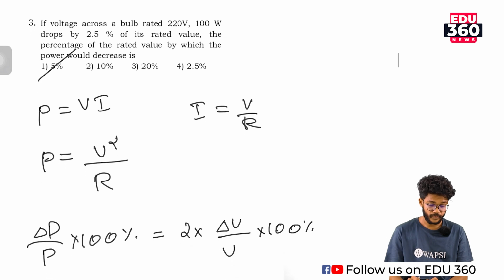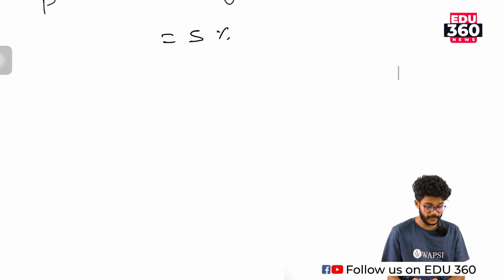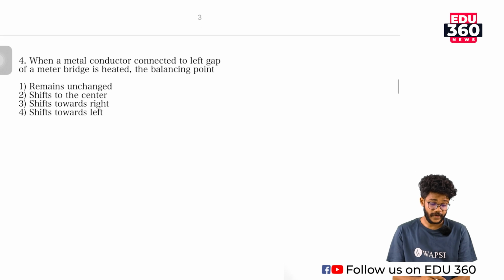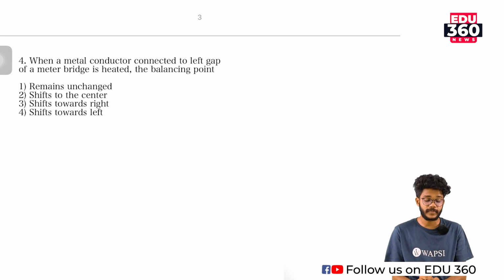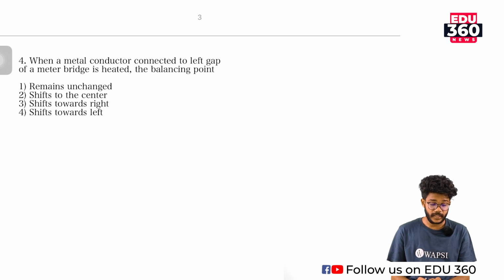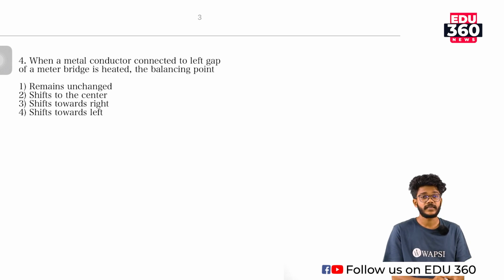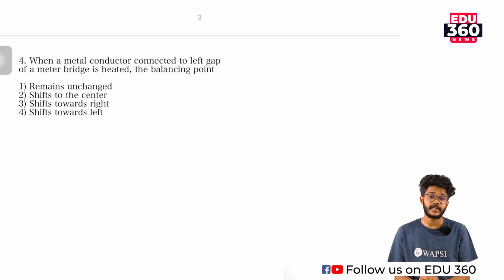Okay, so we can move to the fourth question. When a metal conductor is connected to the left gap of a meter bridge, the balancing point, when it is heated by applying an external instrument, and heat is given to the metal conductor which is connected in the left gap of the meter bridge.